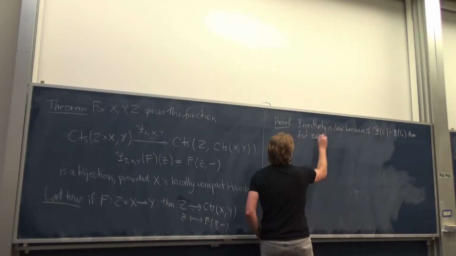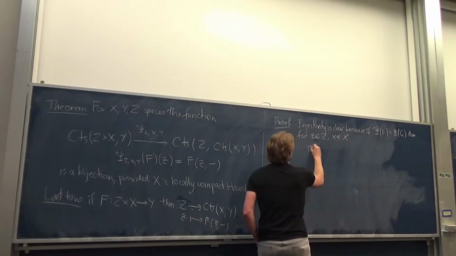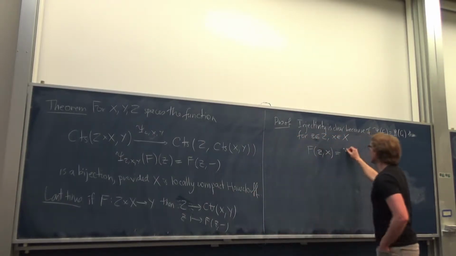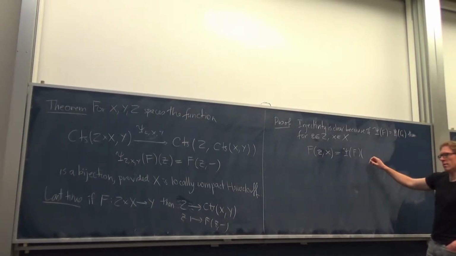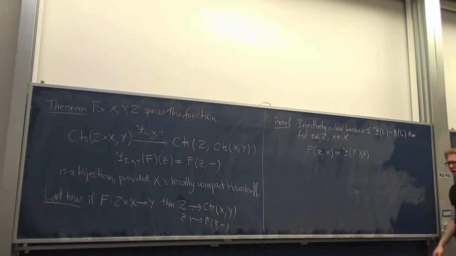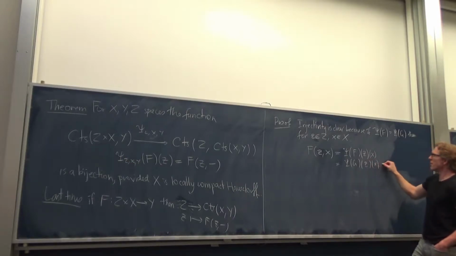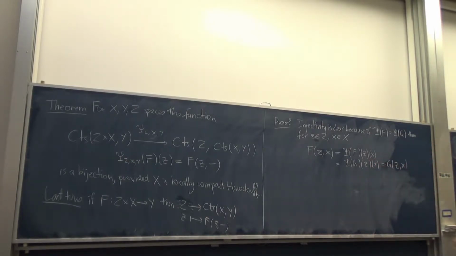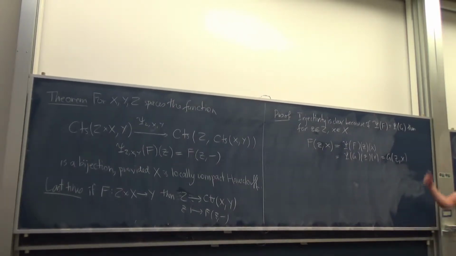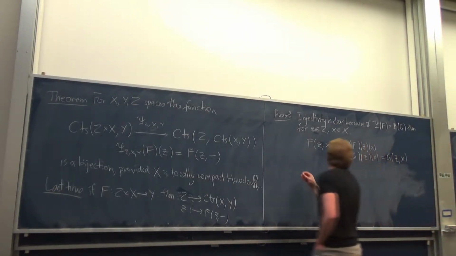More precisely, for z in Z and x in X, I'd have f(z, x) equal to psi f. So psi f is something that takes a z. Psi f of z is exactly that partial function f(z, blank). So if I feed in an x to psi of f of z, then I get f(z, x). And if psi f and psi g were the same, then that would be this, but that's g(z, x). As I said, psi f is just repackaging the data of f. So f equals g.